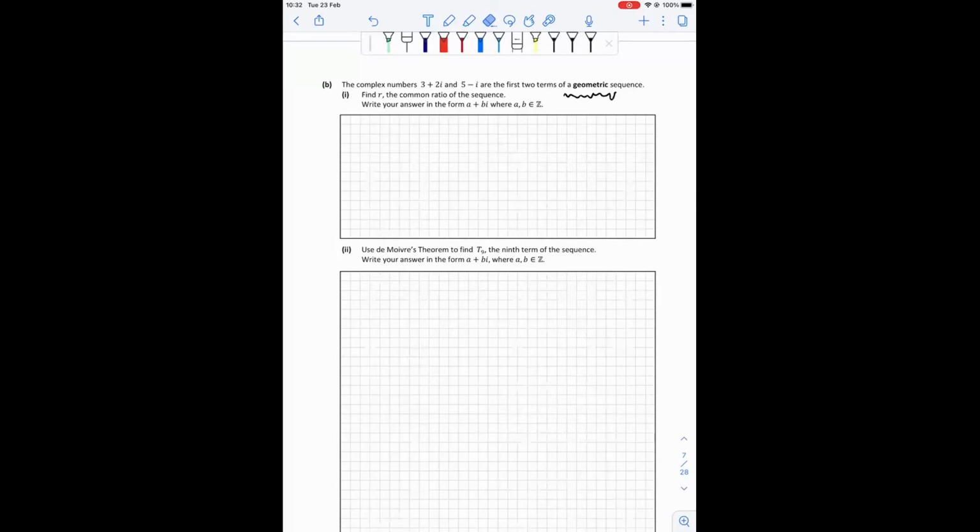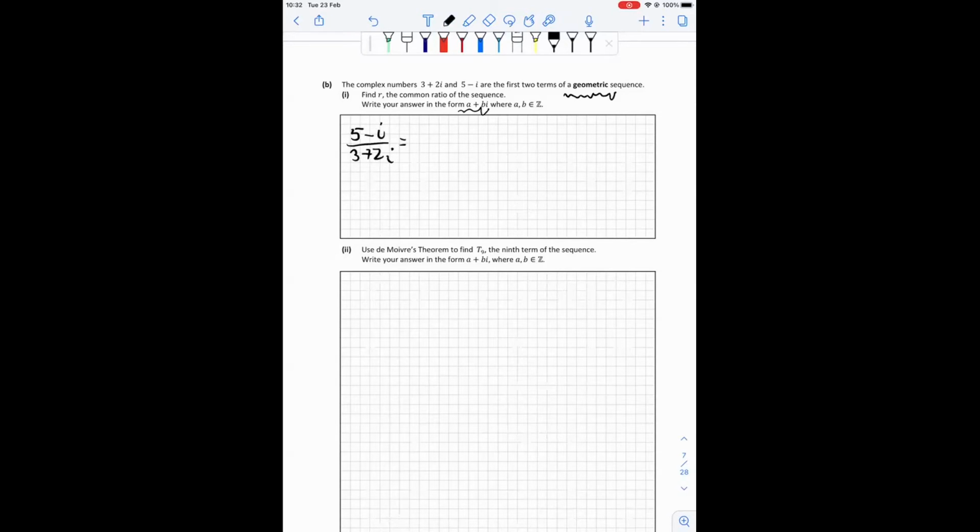They're saying find r, that means find the ratio, and we find that by dividing one term by another. Since these are consecutive, I do 5 minus i divided by 3 plus 2i. They want the answer in the form a plus bi. That means we have to do the division.